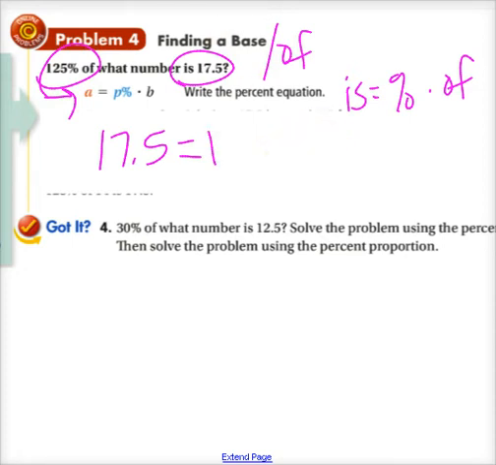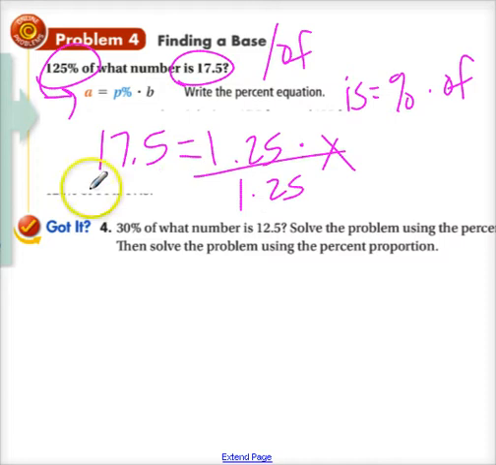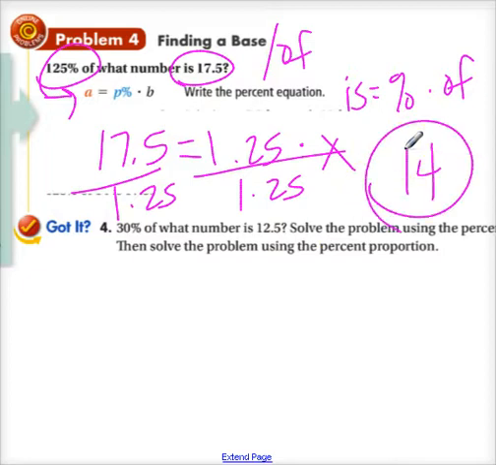I should use a dot as a multiply sign. X, we don't know x. So now I'm going to just divide both sides by 1.25. 17.5 divided by 1.25, and I get 14 for my of. So you have two methods to choose from.